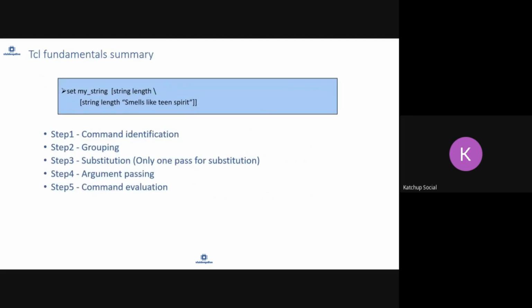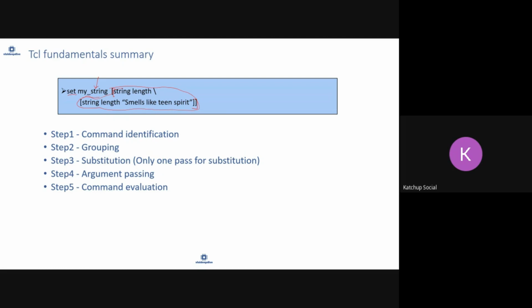Let's go through this command again and see how it will work. First, it will identify what is a command. The command is set. Then grouping. You have one argument here, which is the first argument, and then you have the second argument. Since you have all this within the square bracket, the second argument is the whole of this group together because you have grouped it using square brackets.